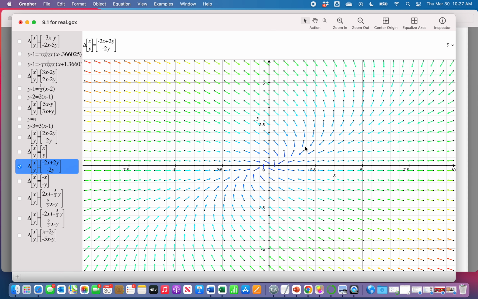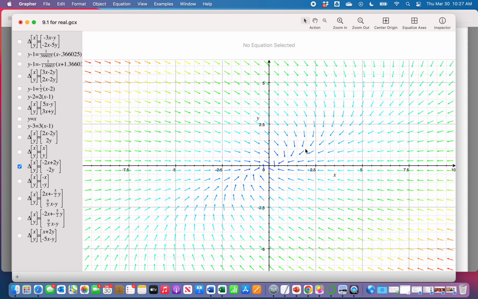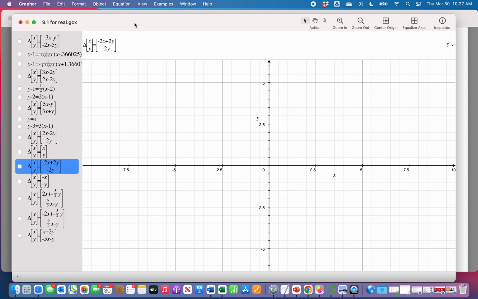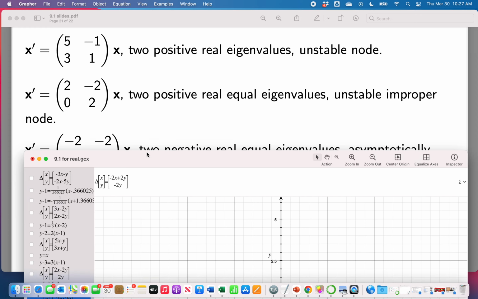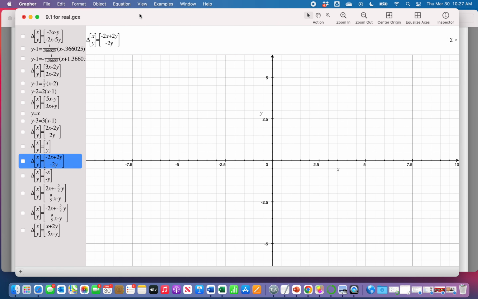This is a stable improper node. Again, there's not another eigenvector line happening here. There's just one eigenvector line that's drawing things to the origin. So that's a stable improper node. And then finally, we get to some spirals, I think. So we finally get some complex eigenvalues.